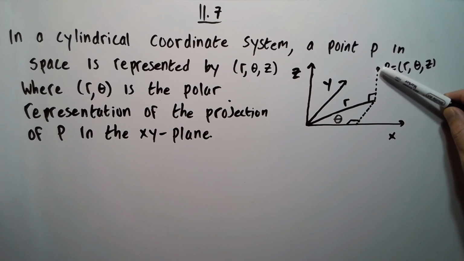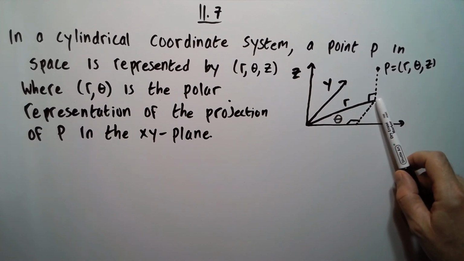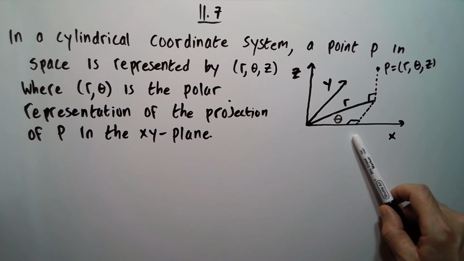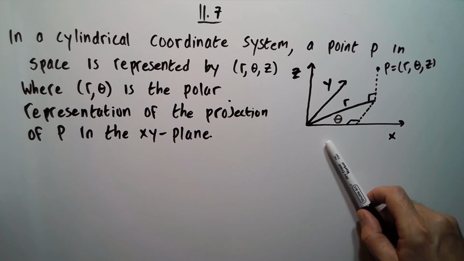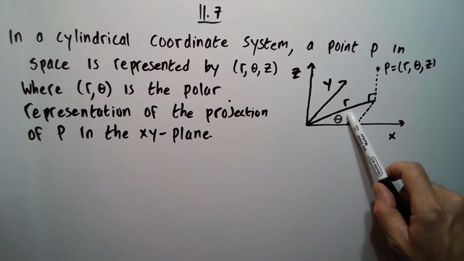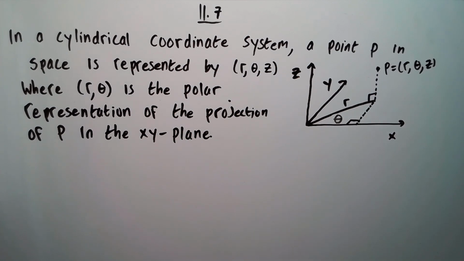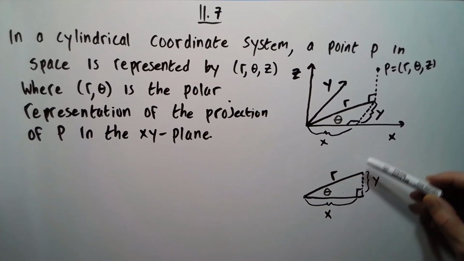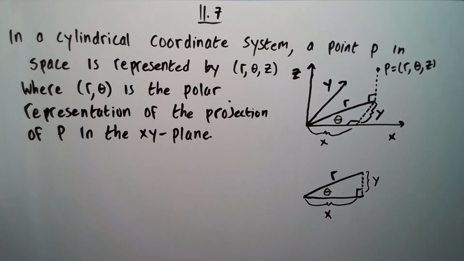If I project this point down onto the xy plane, you'd have an r here, and theta would be the angle between the x-axis and our r vector. Let me draw a picture of this right triangle, say right here below it. So I've drawn this right triangle down here. This side is y, this side is x, so I've labeled them here.